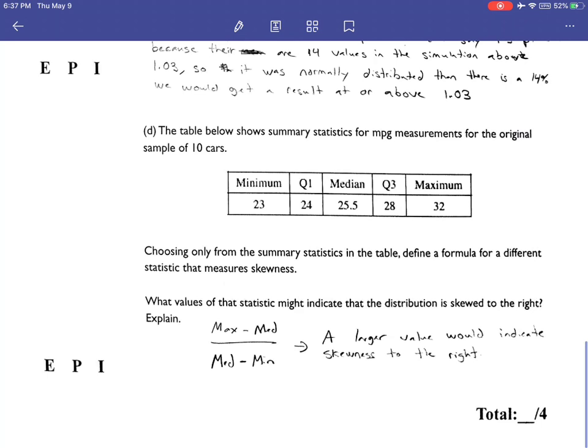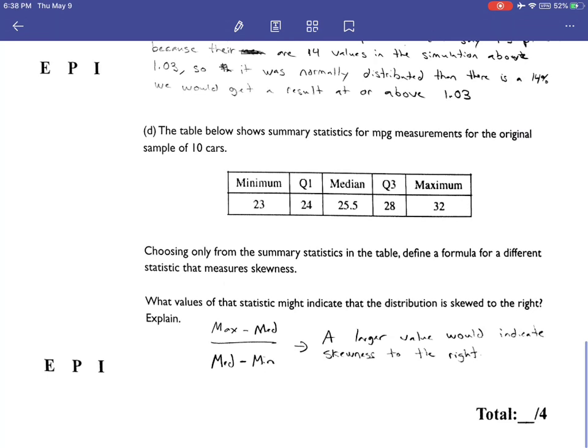So I made up this formula where you had the maximum minus the median. That's going to measure the right half of the box plot, and then divided by the median minus the min, which is going to measure the length of the left side of the box plot. So it's essentially going to be the same as the other formula that they gave us. If we have a value larger than 1, that means the right is longer than the left, which means it's going to be skewed to the right.